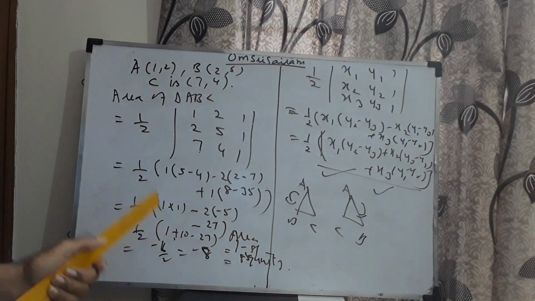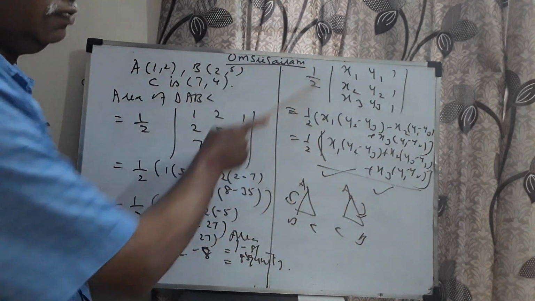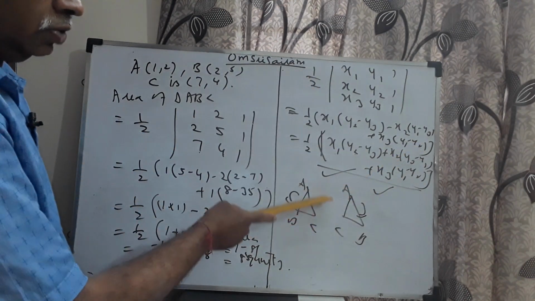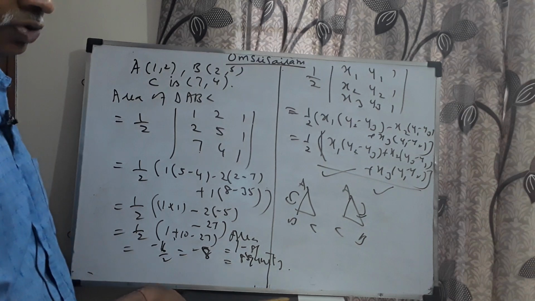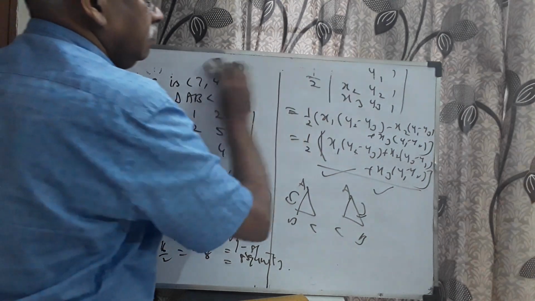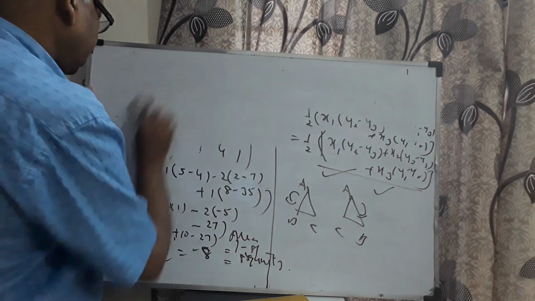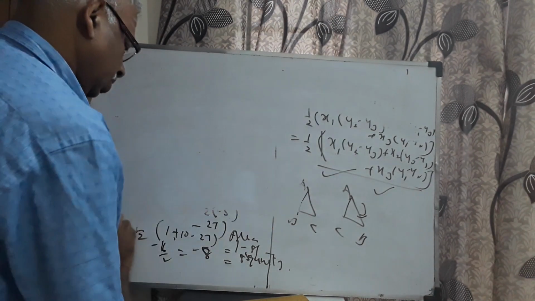I get a negative value because if the vertices are in the clockwise direction, the reduction will be negative. If the vertices are in the anti-clockwise direction, the reduction will be positive. That you should remember. That is the reason why I get a negative value. 27 minus 11 is 16, it's correct. Now for the final answer, I take the modulus and write. Answer will be 8 square units ultimately.